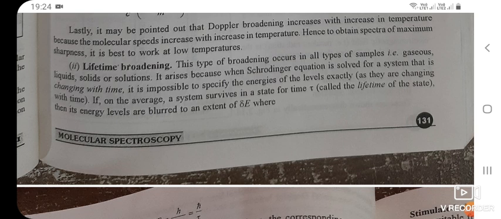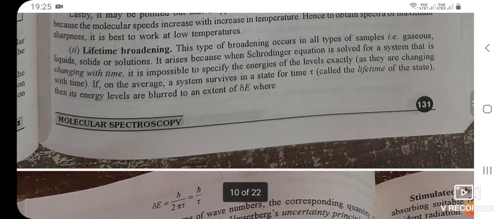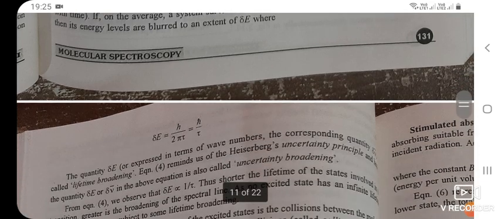Lifetime broadening. This type of broadening occurs in all types of samples, that is gaseous, liquids, solids or solutions. It arises because when the Schrödinger equation is solved for a system that is changing with time, it is impossible to specify the energies of the levels exactly as they are changing with time. If on the average a system survives in a state for a time tau, the lifetime of the state, then its energy levels are blurred to an extent of delta E, where delta E equals h upon 2 pi tau.